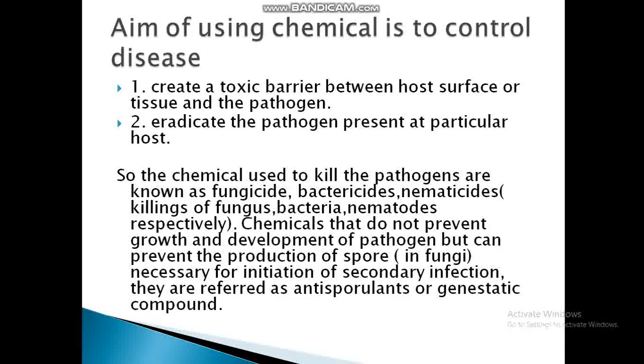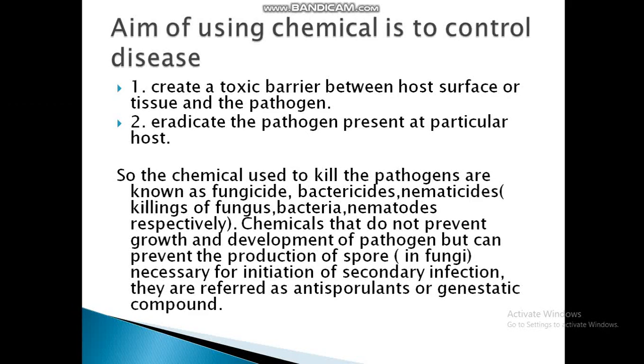Chemicals create a toxic barrier between the host surface and the pathogen, and they eradicate pathogens from a particular host. Chemicals used to kill pathogens are known as fungicides, bactericides, and nematicides, which kill fungi, bacteria, and nematodes respectively. Similarly, some do not prevent growth and development, but they prevent the production of spores, which is necessary for initiation of secondary infection. They are referred to as anti-sporulants and genistatic compounds.